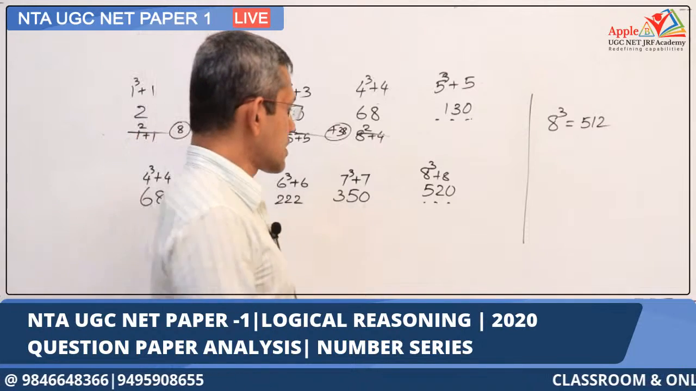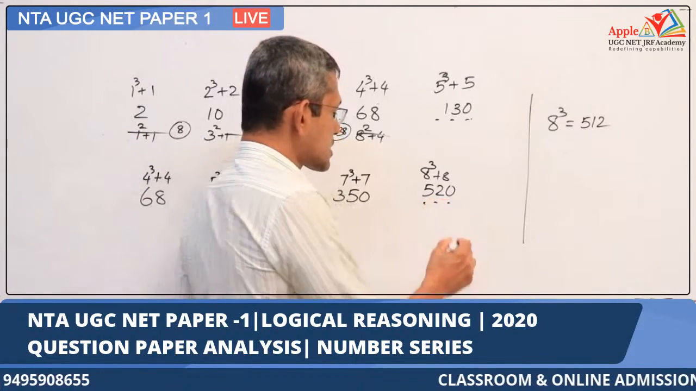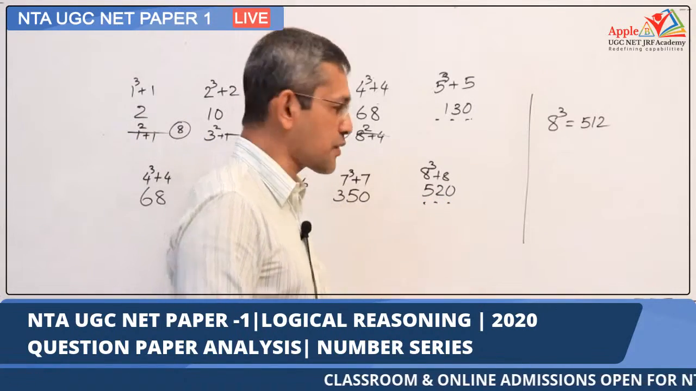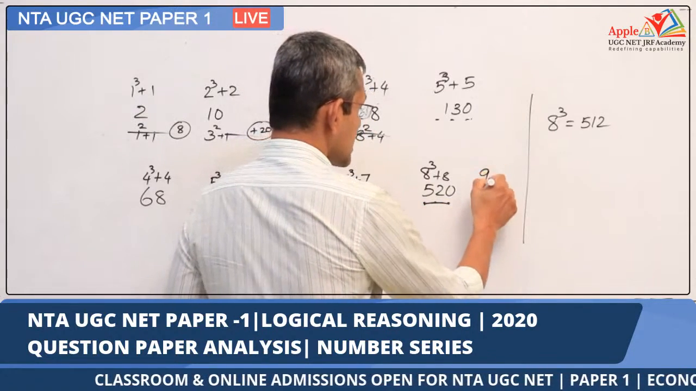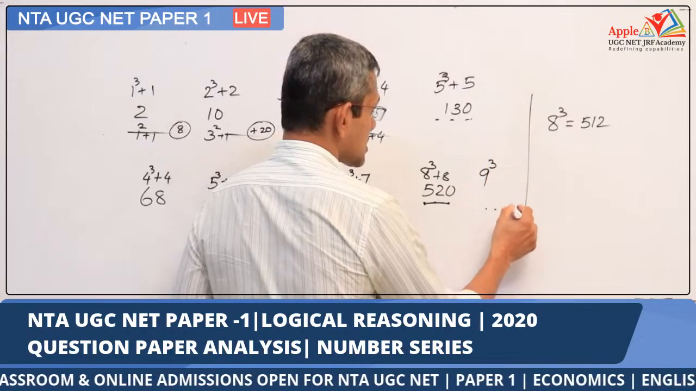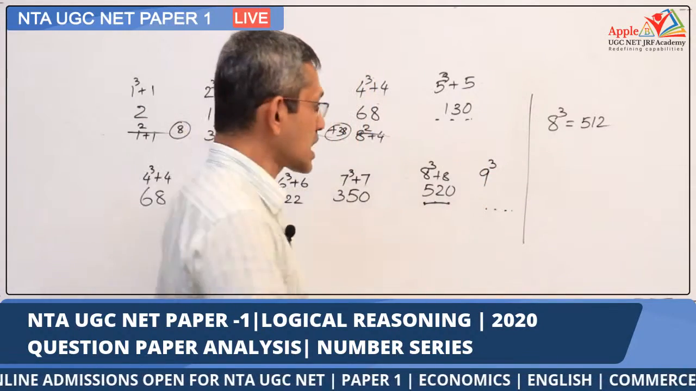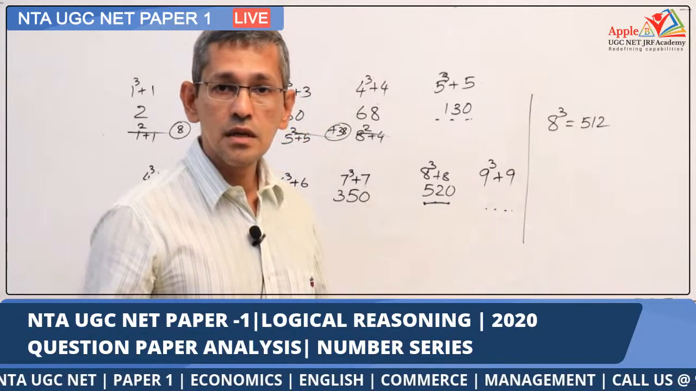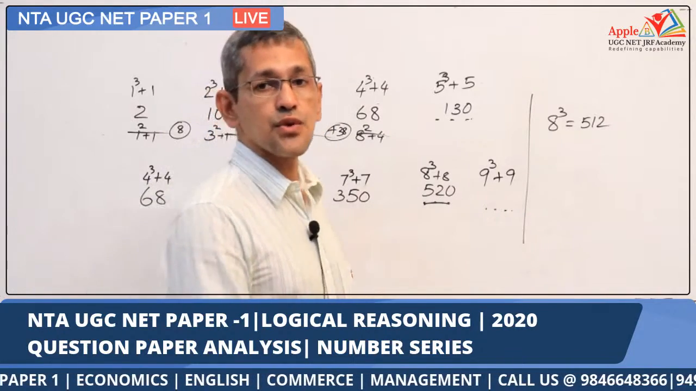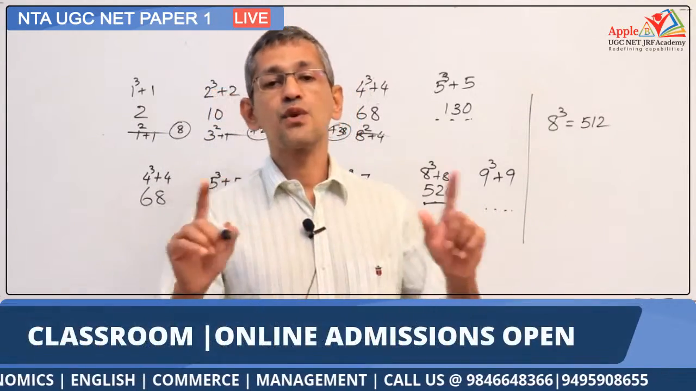Of course, if they ask you the question, instead of giving the missing number over here, the 520 is given, then if they are asking for what is the next number, the next number must be 9 cube plus 9. So what is 9 cube? Do this mental calculation. 9 cube is 9 square into 9. What's 9 square? 81. So 81 into 9.